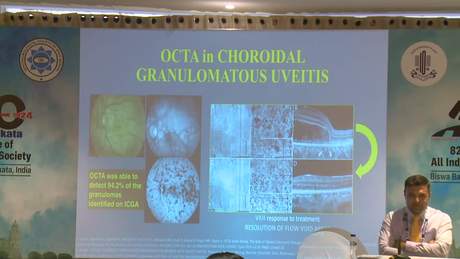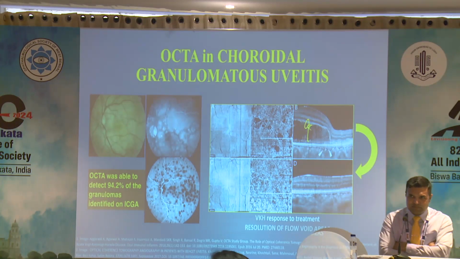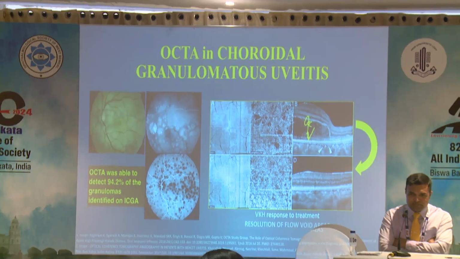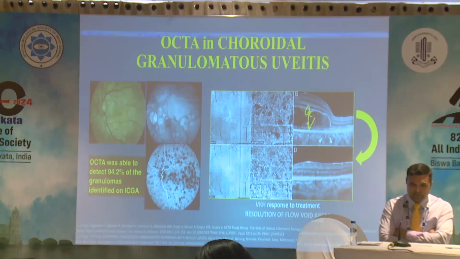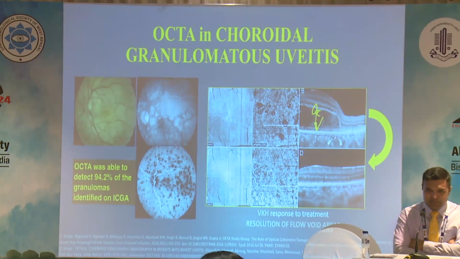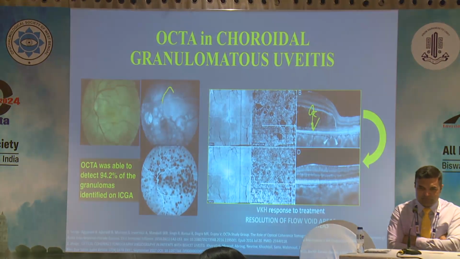So OCT can also be used to beautifully evaluate granulomatous uveitis like VKH, where we see these deep lesions which are of variable size with neurosensory detachment. This is the neurosensory detachment seen on the OCT. You do an FFA in this patient, it shows punctate hyperfluorescence. Then later on, these hyperfluorescent areas are replaced by hyperfluorescent leakage of the dye, as you can see over here.